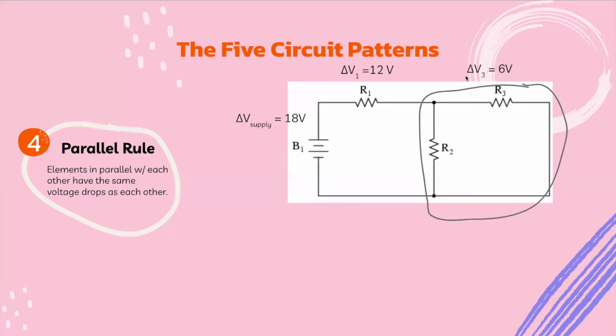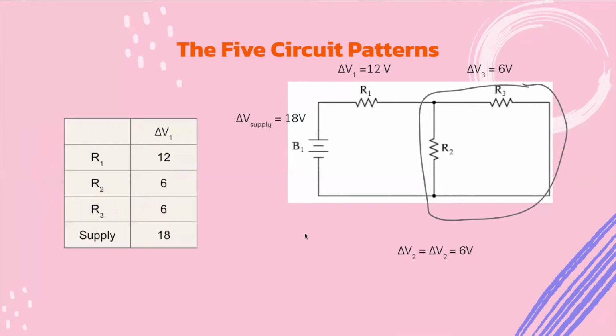That means if we know that the voltage drop over R3 is 6, we automatically also know that the voltage drop over R2 is also 6. I do have a word of warning for this one though, because sometimes when people look at this in the circuit Sudoku, they look at it and they're like, oh, that means 6 plus 12 plus 6 is 24. Yeah, but we don't double count things in parallel.